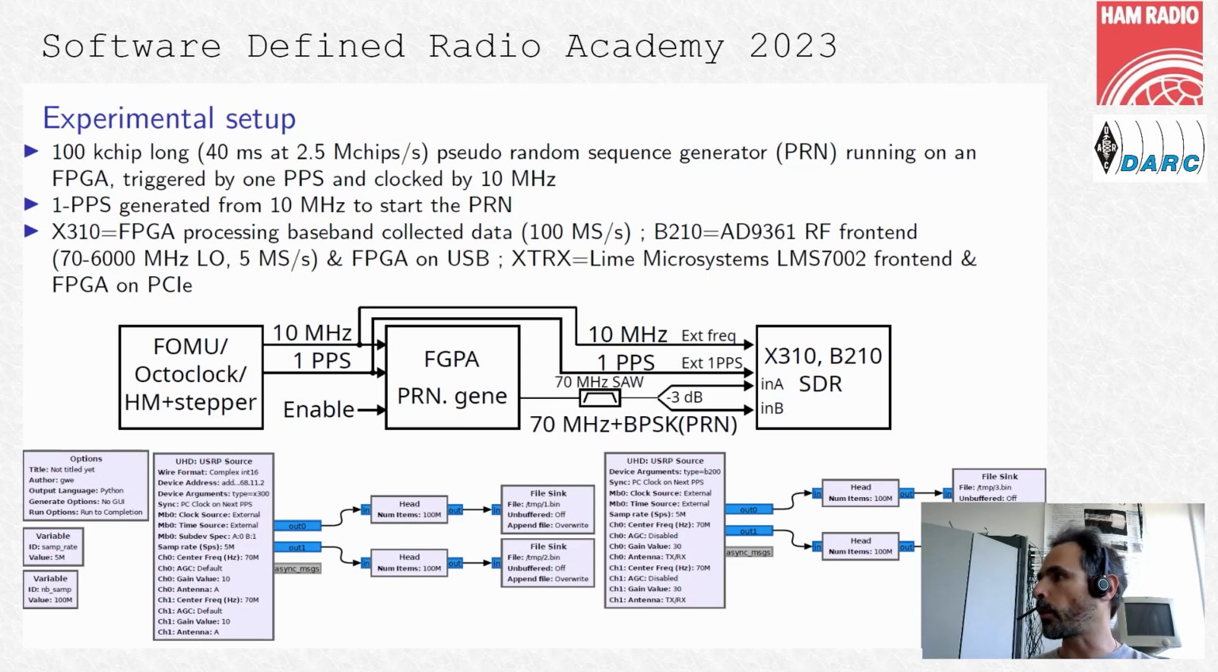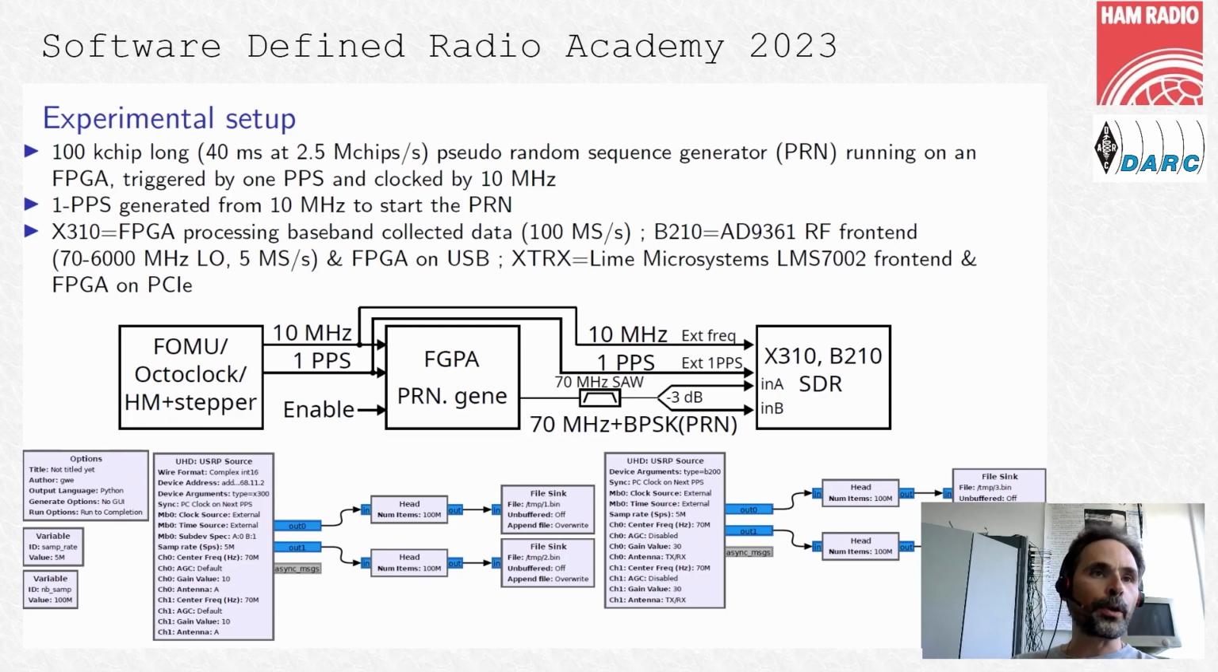The objective on the right of this slide is to calibrate or to characterize the time delay between dual channel coherent receivers. Say the Ettus Research X310, the Ettus Research B210, or the XTRX, the difference being that the X310 is a baseband receiver with the FPGA directly connected to the A2D, directly connected to the input. The B210 has the fancy AD9361 front end, and the XTRX is a Lime Microsystems LMS7002.